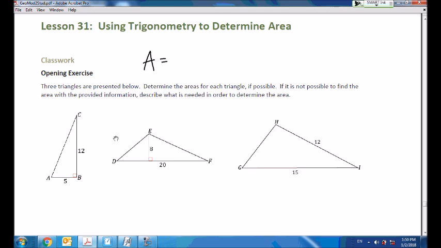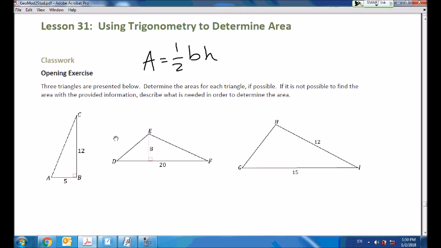is not base times height, okay? It's only for rectangles and parallelograms, it's base times height. For triangles, which are half of a rectangle, if you think about it as half of a rectangle, it's 1/2 base times height. And that's stuff you should be familiar with.